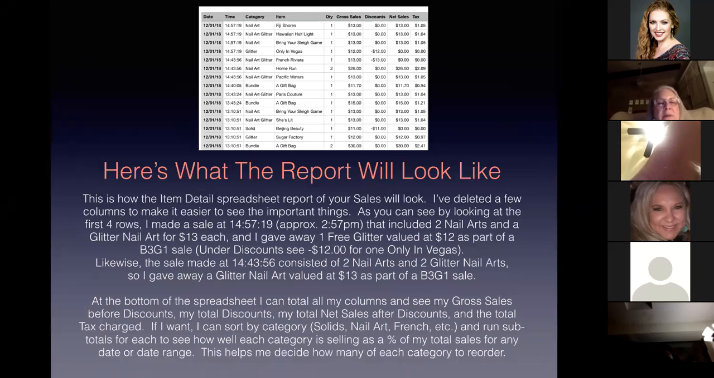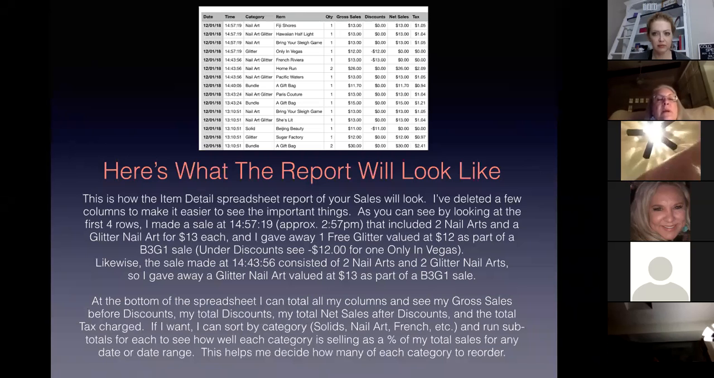So then at the bottom of the spreadsheet, I can total all my columns and see my gross sales before discounts, my total discounts, my total net sales after discounts, and the total tax charged. If I want, I can sort by category and run subtotals for each to see how well each category is selling as a percent of my total sales, or for any date or date range. So this helps me decide how many of each category to reorder too. These are the analytics that help you run a smarter business.